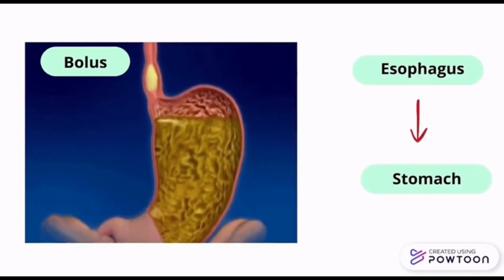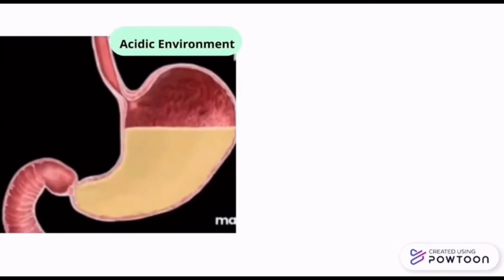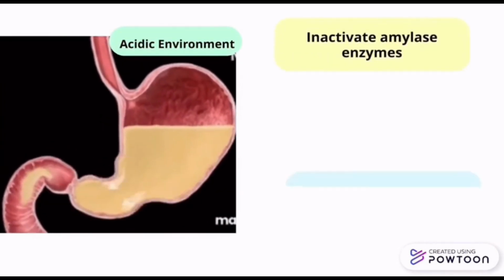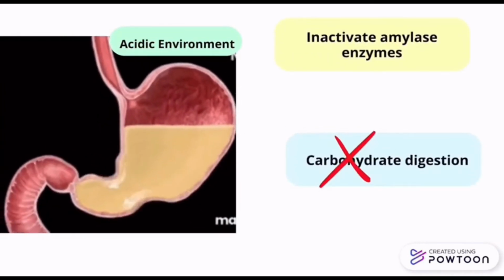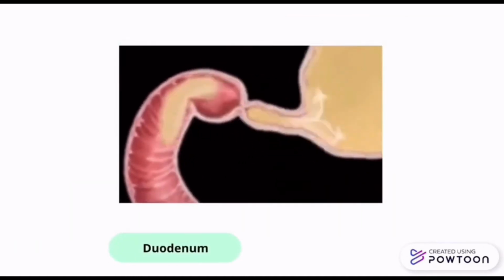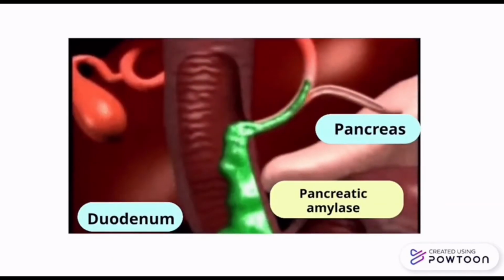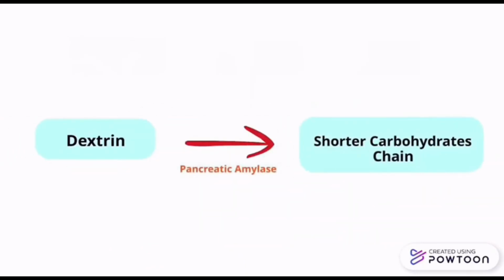The bolus travels through the esophagus to the stomach. In the stomach, the acidic environment inactivates the amylase enzymes. Thus, starch digestion will not occur within the stomach. Then, the chyme will travel to the duodenum. Once the chyme begins to enter the duodenum, the pancreas secretes pancreatic amylase into the duodenum. The pancreatic amylase continues to break down the dextrin into shorter carbohydrate chains.